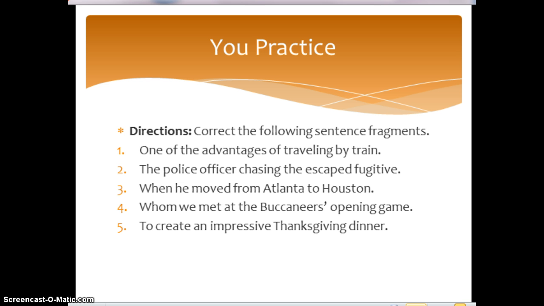What you'll need to do with this practice is you will need to correct all of the sentence fragments. Each and every one of these are sentence fragments, so you'll need to correct them in the way that you see fit.